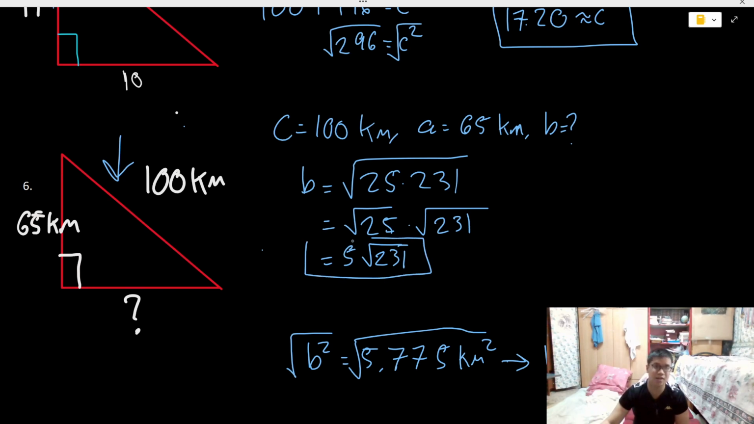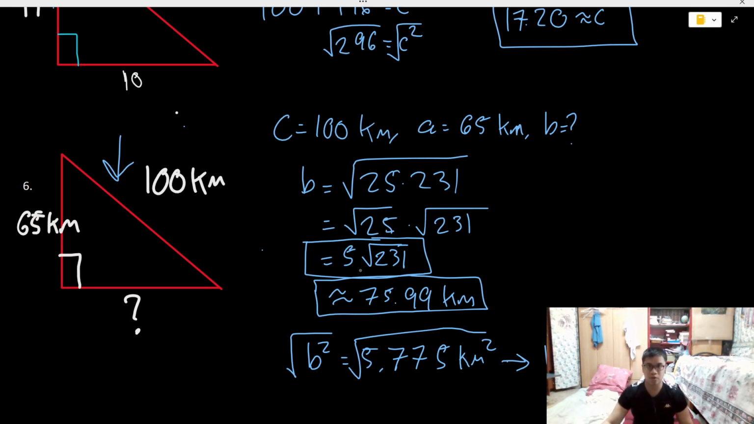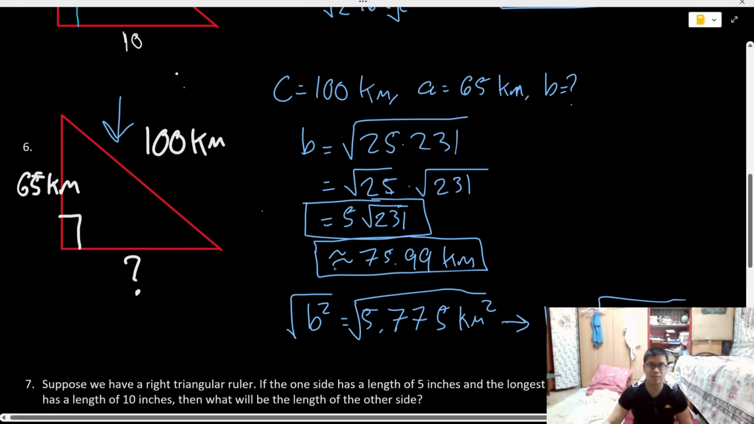But again, in reality, this is impossible to measure exactly. So we can approximate this answer at least to two decimal places. It's almost 76, but let's include the two decimal places. So it's 75.99 kilometers. Right? So we're good to go. Now let's proceed to the next problem.